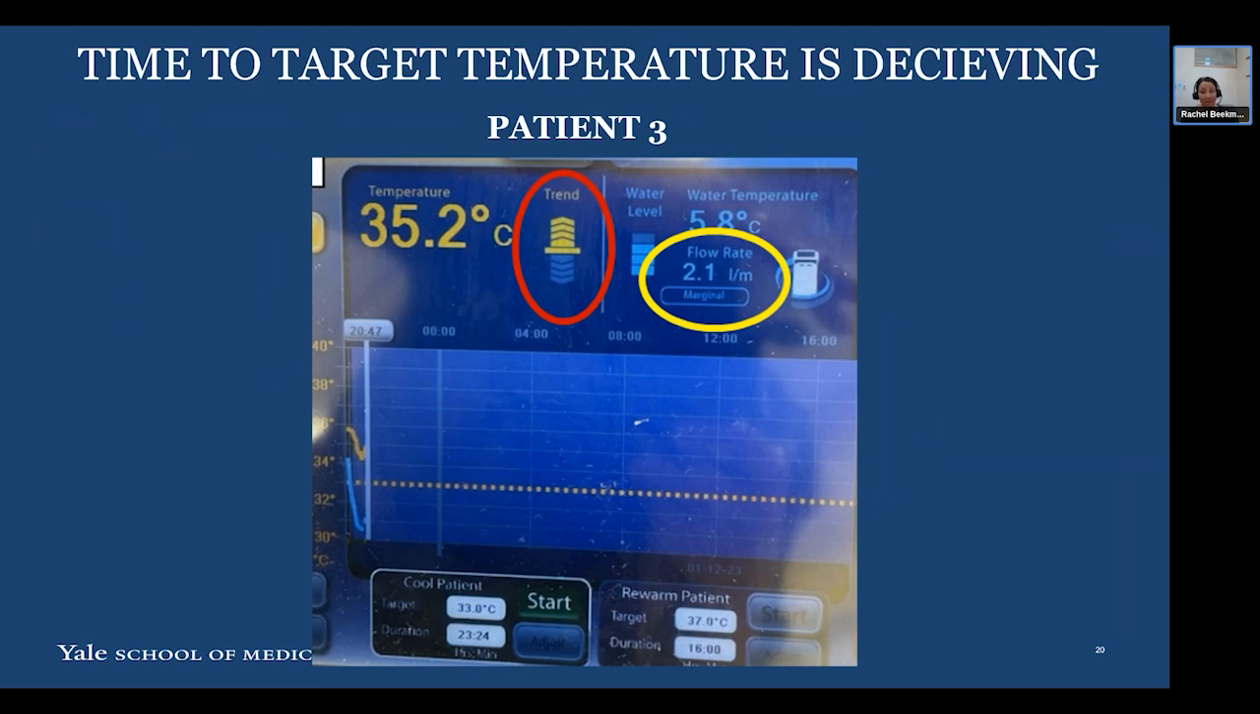As you can see by these examples, the time to achieve target temperature is not the metric that we want to use because it's confounded by illness severity. Patient 1 and 2 have the same time to target temperature. However, their chances of neurologic recovery are extremely disparate. Variable methods for temperature control induction are another reason for the translational gap.